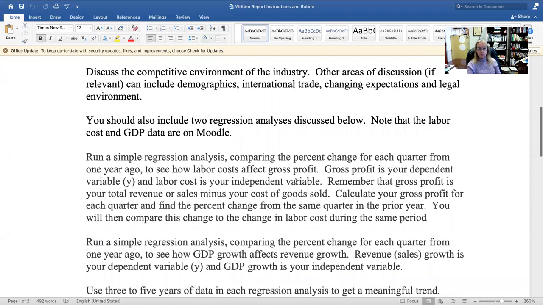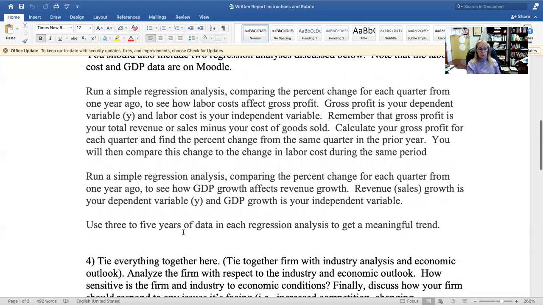You're going to calculate the gross profit for your company, which is total revenue minus cost of goods sold. And you're going to calculate the gross profit for each quarter and then find the percentage change for that quarter from the same quarter in the prior year. So you're going to see how an increase or decrease in national labor costs has affected your change in gross profit. So that's the first regression analysis.